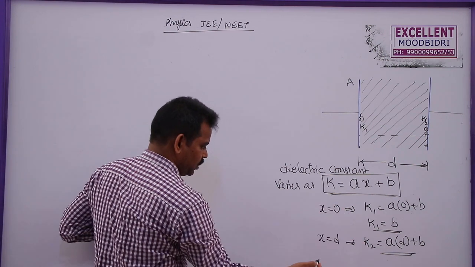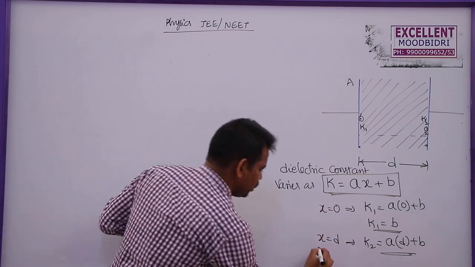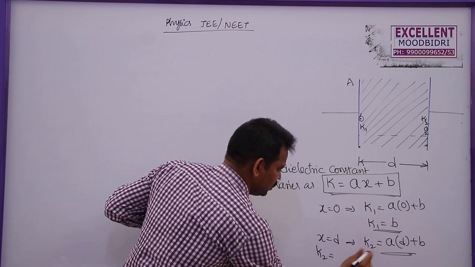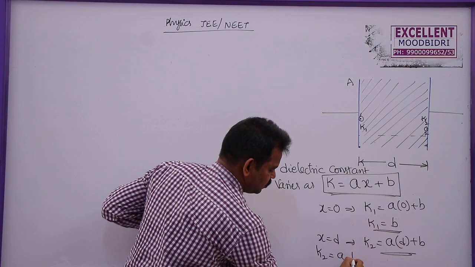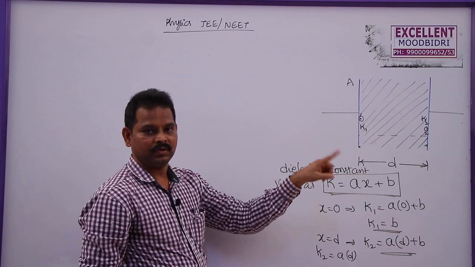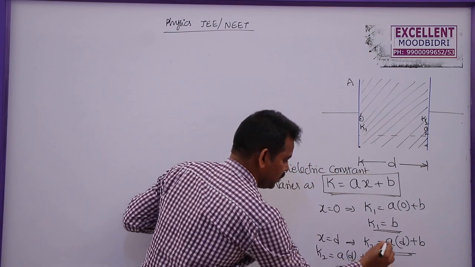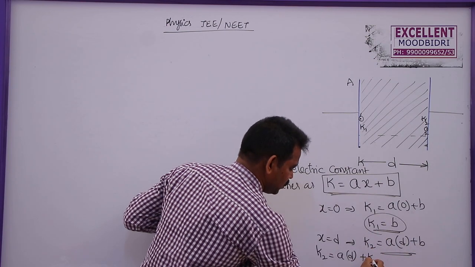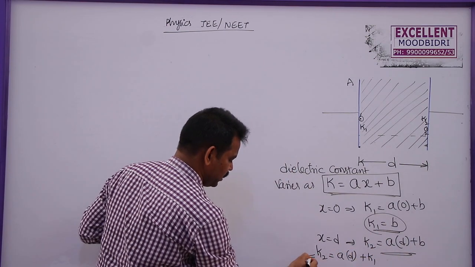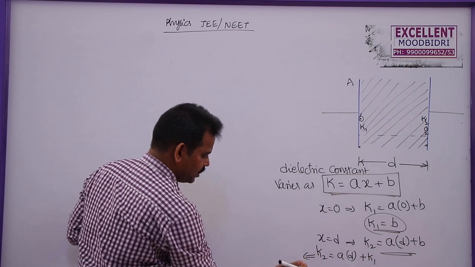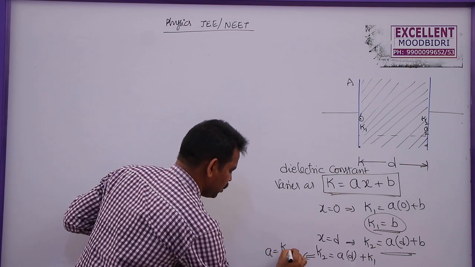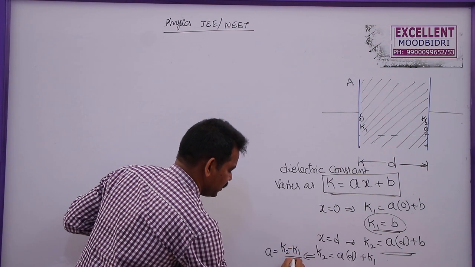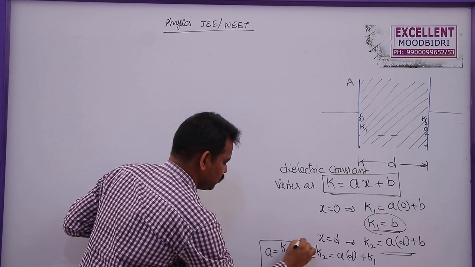From these two, what can we write? You can see K2 is equal to AD plus B. A is a constant, D is the distance between the two plates, plus B. But B is equal to K1. So we can write K2 minus K1 is equal to AD, or A is equal to K2 minus K1 by D. So these are the known values.